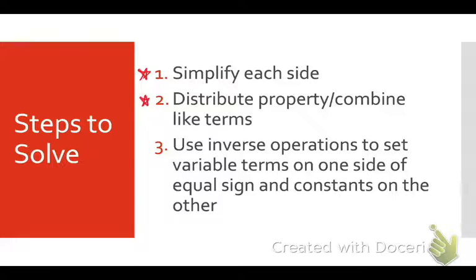Now finally, step number 3, you're going to use inverse operations. So add, subtract. If something's multiplied, you're going to divide. So use inverse operations to get your variable terms on one side of the equal sign and your constants, your numbers, on the other. Again, take a moment and pause the video to get down all of these steps in that space.